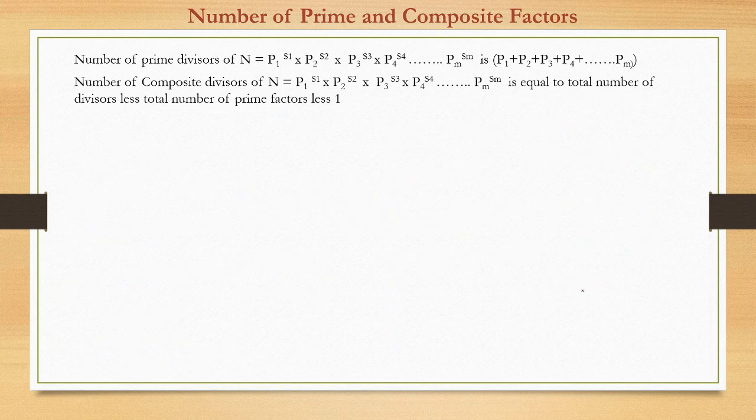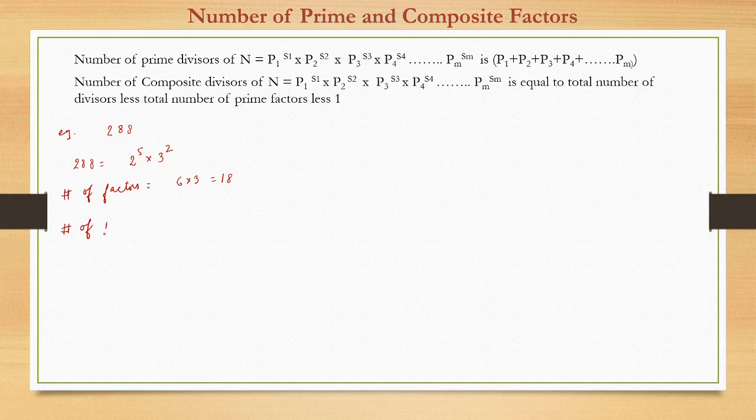Now we will see another example. We had taken 288, I think. So if we factorize 288, we will get, I think, 2 raised to power 5 into 3 raised to power 2. Yeah. So the total number of factors would be 6 into 3, that is 18.